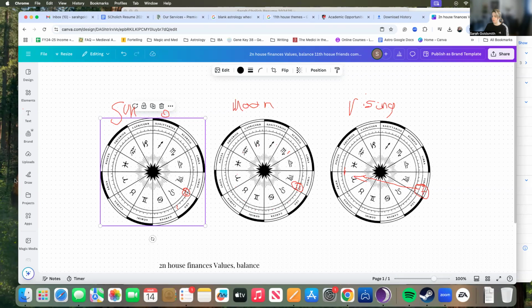Options, clear. Clear all drawings because we don't really need that anymore.